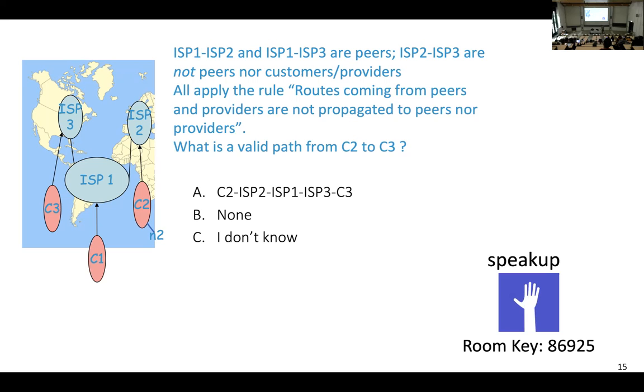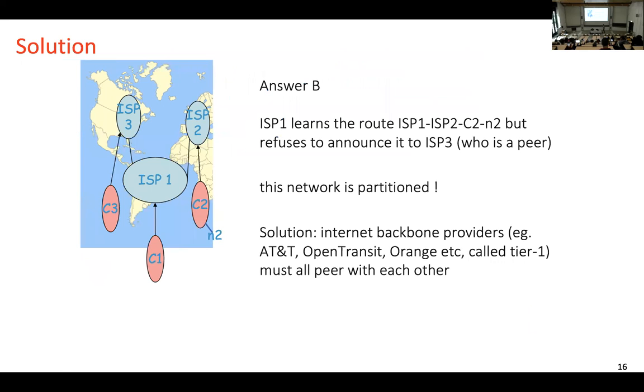So almost everyone says that there is none, which is the correct answer. If you apply this rule, ISP1 will not announce to ISP3 that there is the path to C2, and therefore the network is partitioned. That's a consequence of applying such rules. And to avoid that happening in the internet, there is a solution.